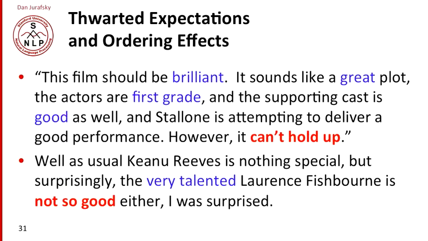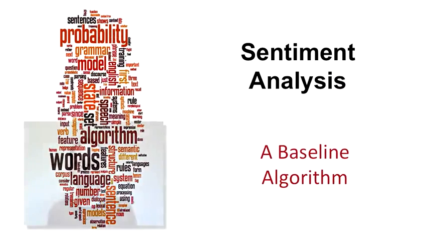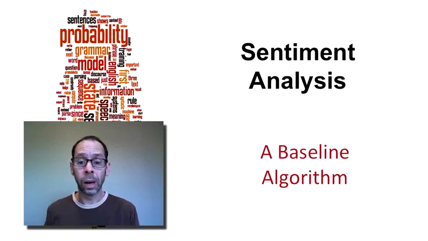Another problem that often occurs in sentiment is called the thwarted expectation problem. It has to do with ordering effects. So here, read this first review. This film should be brilliant, sounds like a great plot, actors are first grade, lots of positive things going on, but at the end, the reviewer says it can't hold up. So, seems like a positive review, but it's not. Similarly, in the sentence, the very talented Lawrence Fishburne, not so good. So here we're setting up, I expected the movie to be good, and it wasn't good. So this kind of ordering effect is something that we're going to have to deal with in any kind of more advanced sentiment algorithm. So that's the basic baseline algorithm that we can see for sentiment analysis.